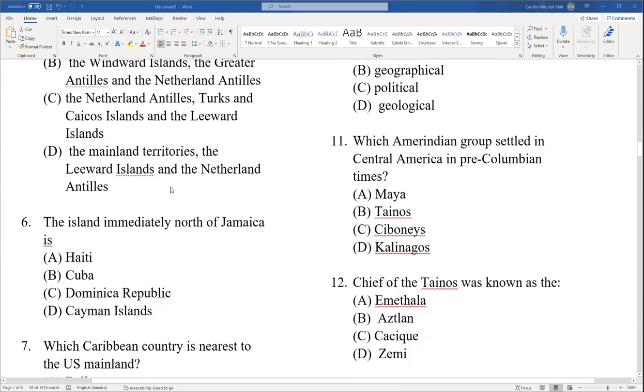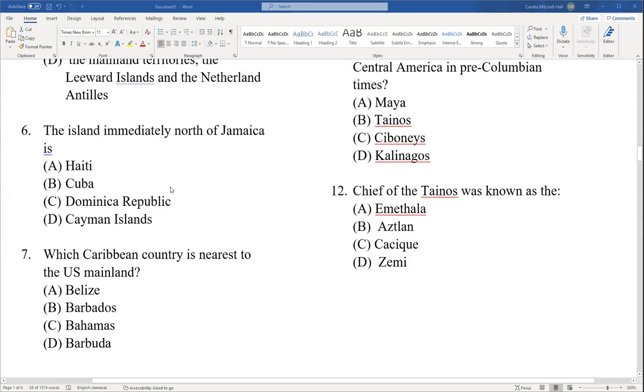Very good. All right. May I have a volunteer for 6 to 10? Thank you very much. You did 1 to 5, correct? Yes, sir. Thank you very much. 6 to 10. I can do it, sir. Go ahead for me. The island immediately north of Jamaica is Cuba, B.